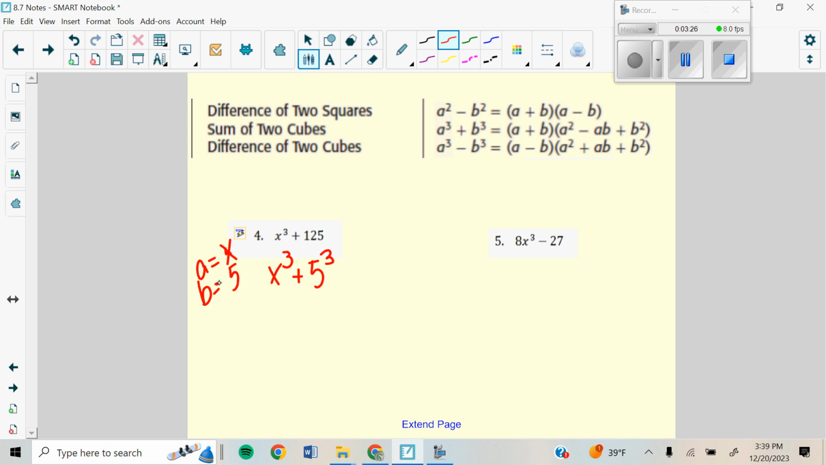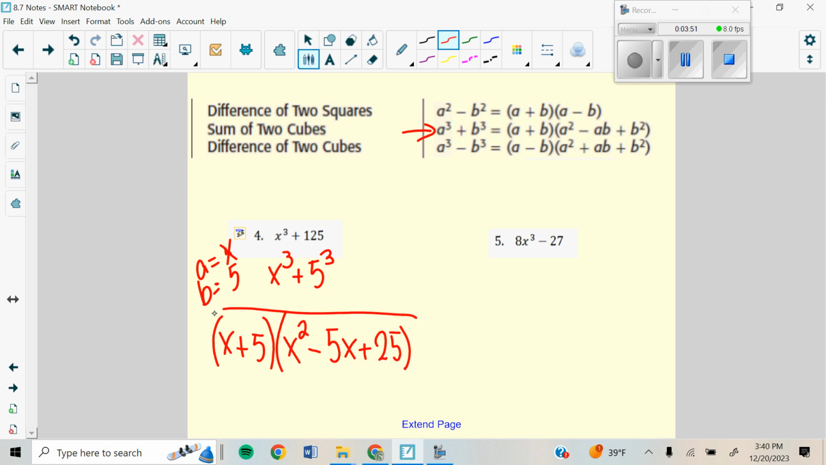So I'm just going to plug them into my sum of two cubes formula. So I have x plus 5 in my first parentheses, and my second parentheses is going to be x squared minus, now I have to times a times b, so you always want to write the number first, so 5x plus b squared. And what is 5 squared? It's 25. And that is how we leave the problem. You don't have to go any further than that.